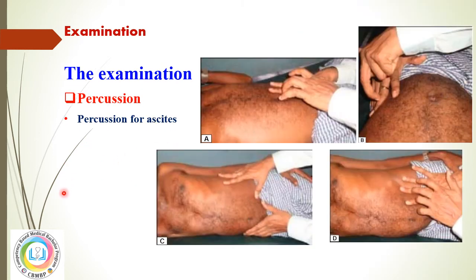Here we percuss for ascites to detect if there is free fluid in the abdomen or not, by percussing from the central part of the abdomen down to the flanks to detect the level of dullness. Then fix my hand and ask the patient to tilt onto the other side, keeping my hand in place, and percuss again. If the note changed from dull to resonant, this indicates there was fluid that moved by changing the position. This test is called the shifting dullness test, done specifically to detect free fluid in the peritoneal cavity.